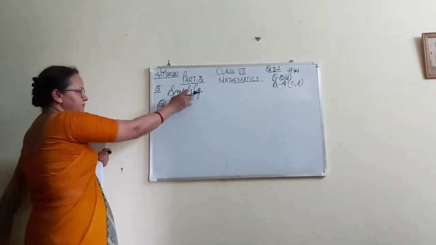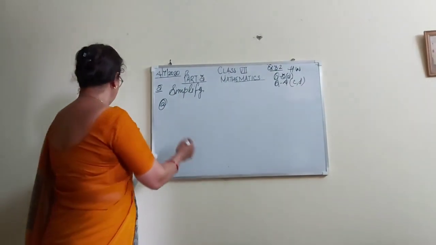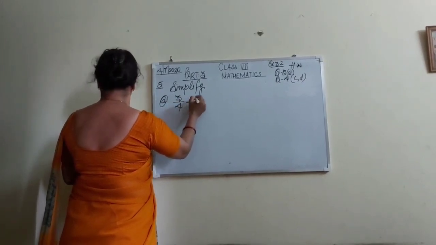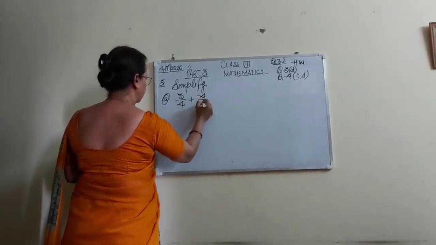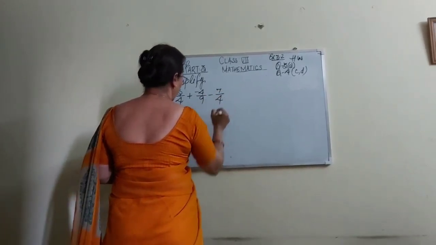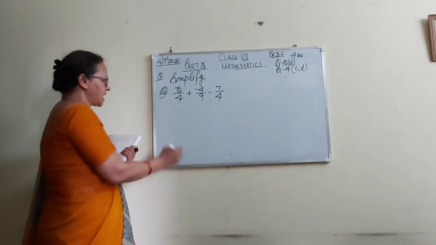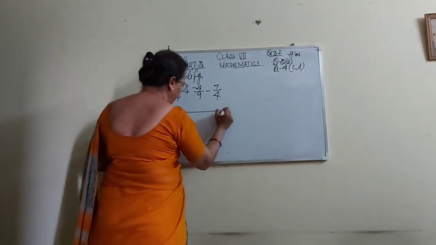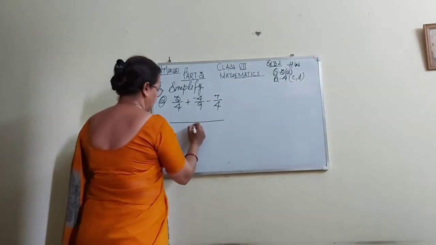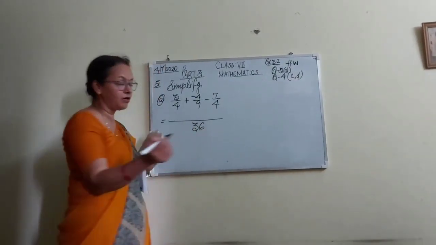Next, question number 5, simplify. Its A part is 3 by 4 plus minus 4 by 9 minus 7 by 4. Okay, we have to take out the LCM. Same. The LCM of 4 and 9 and 4 will be 36. You can find out the LCM.